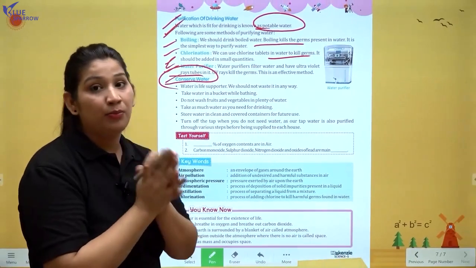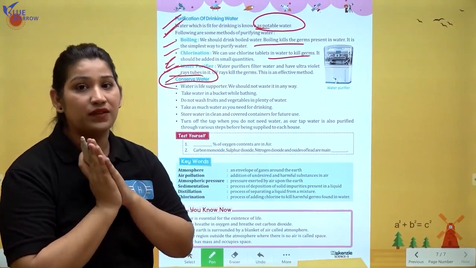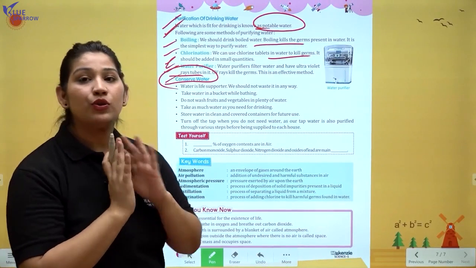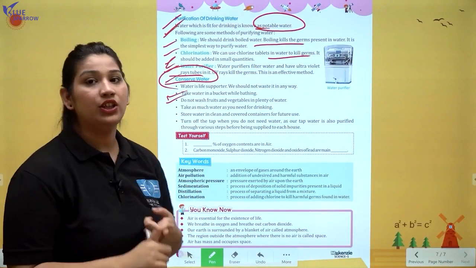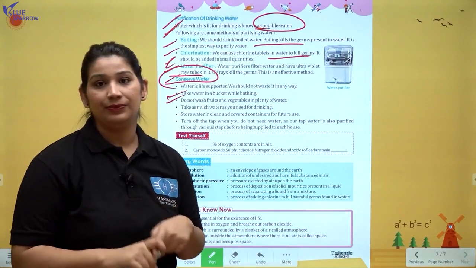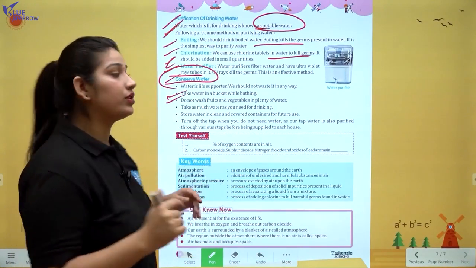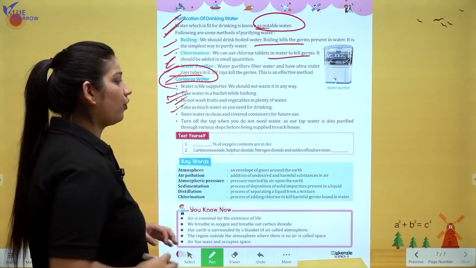Next, conserve water. Water is an important resource. It is a life supporter. So we should not waste it anyway. Take water in a bucket while bathing. Do not use shower. Do not wash fruits and vegetables with plenty of water.